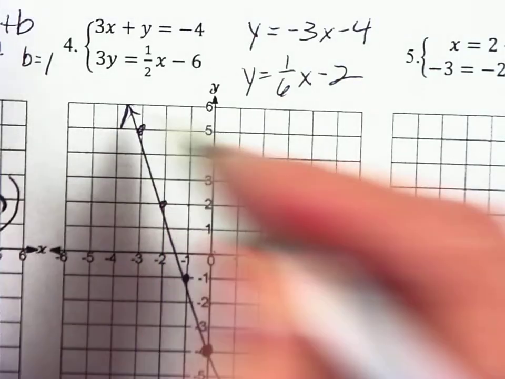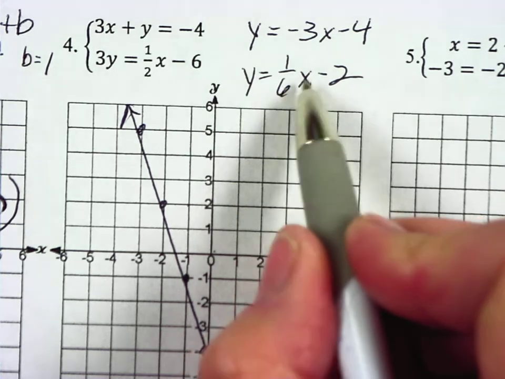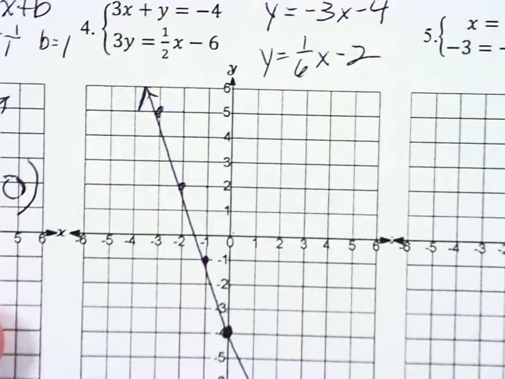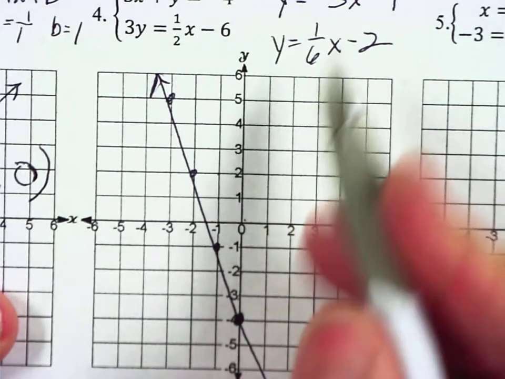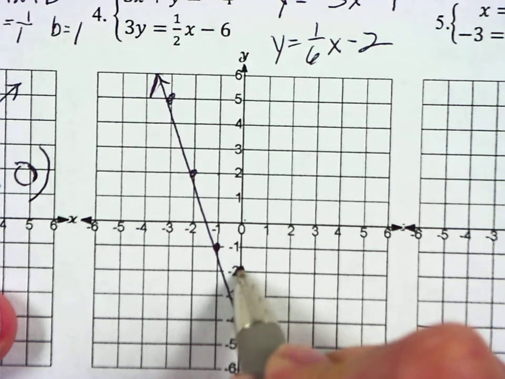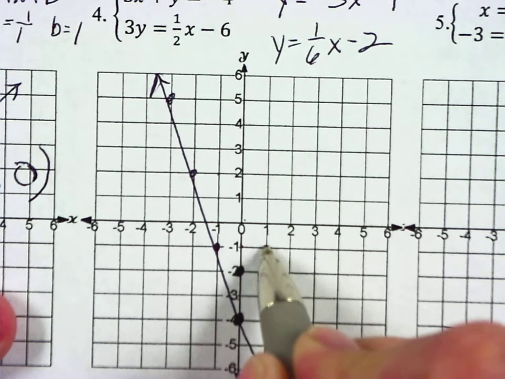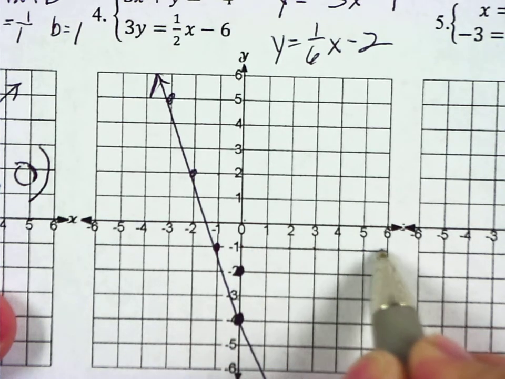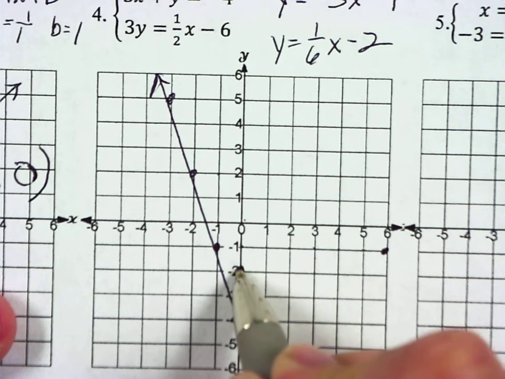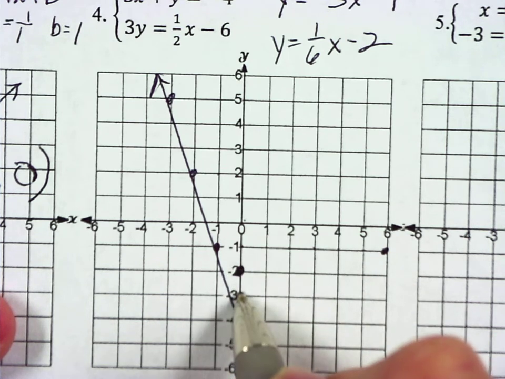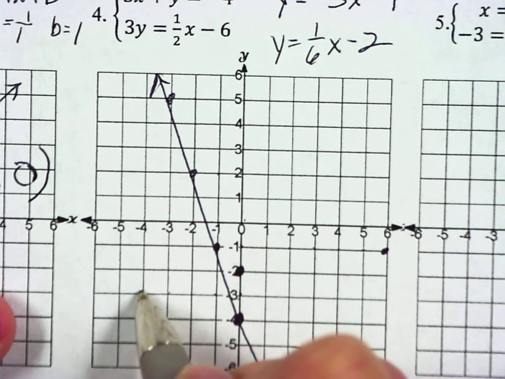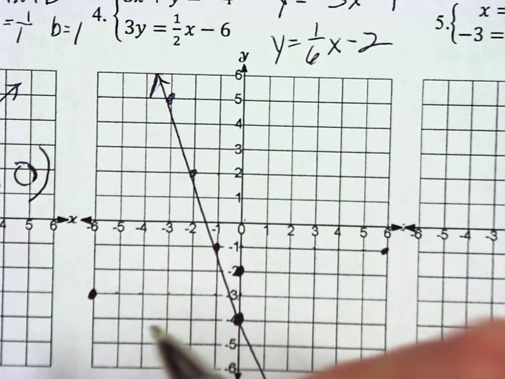All right, and then I'm going to graph y equals 1/6 x minus 2. So I'm going to begin at -2 on my y-axis. I'm going to go up 1 and over 1, 2, 3, 4, 5, 6. I already ran out of room. How about if I go down 1 and back 1, 2, 3, 4, 5, 6. There we go.